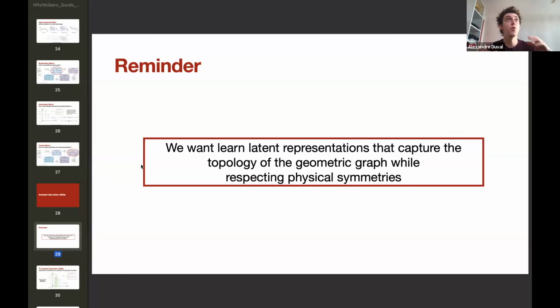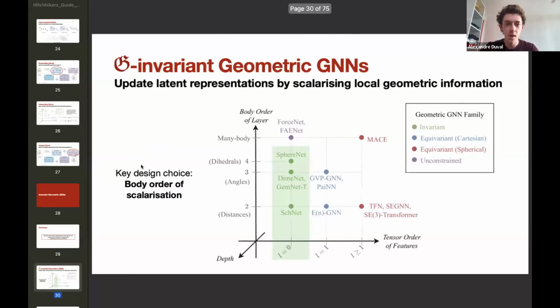And this implies that we cannot use the coordinates of the atoms directly as they are, using the usual nonlinearities and MLPs in GNN algorithms, or otherwise it would break these symmetries. And the way invariant GNNs deal with this problem is that they update latent representations by scalarizing the local geometric information, which means that they compute some scalar quantities that are informative of the general topology of the atomic system. And they use these quantities in their message passing to update the representation of each node.